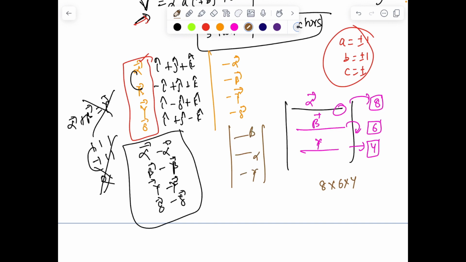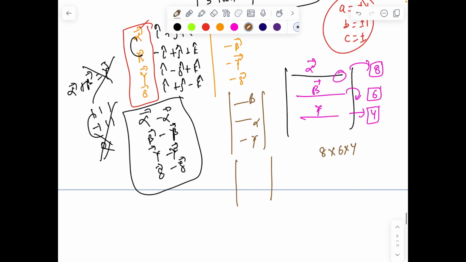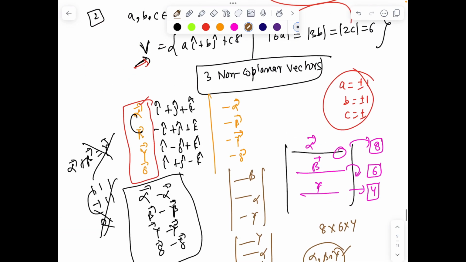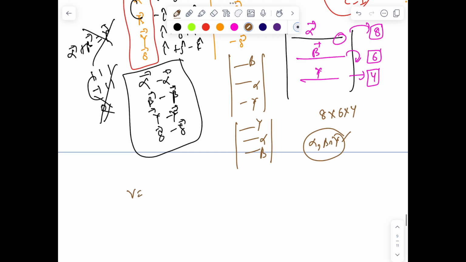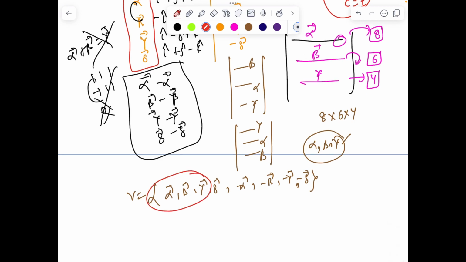Maybe in the first selection I have selected beta and then alpha then gamma, or maybe in the first selection I have selected gamma then alpha then beta, because I am selecting alpha, beta, gamma, but the order is also counted here. But when I am selecting from the set V, which is the set of alpha, beta, gamma, delta, minus alpha, minus beta, minus gamma and minus delta, and I am selecting just 3 vectors out of this set, clearly order doesn't matter. So whether you select alpha beta gamma or beta alpha gamma or alpha gamma beta, it's basically the same.